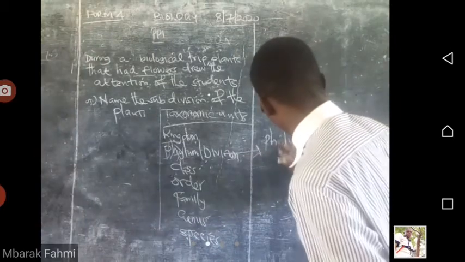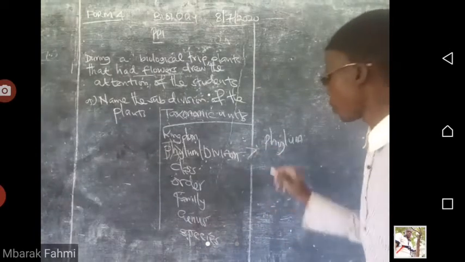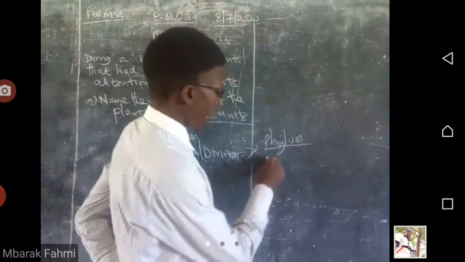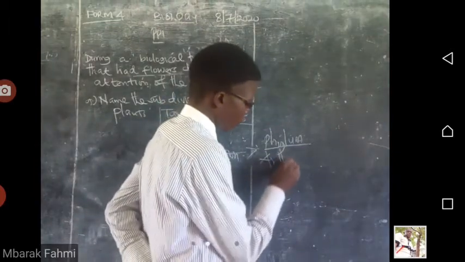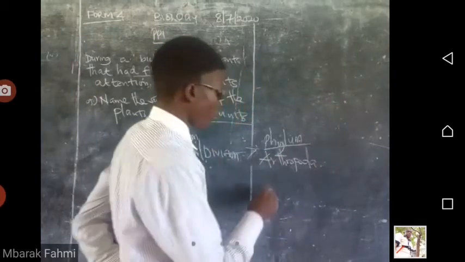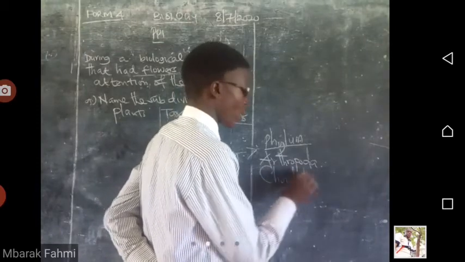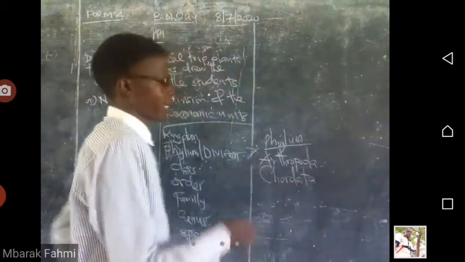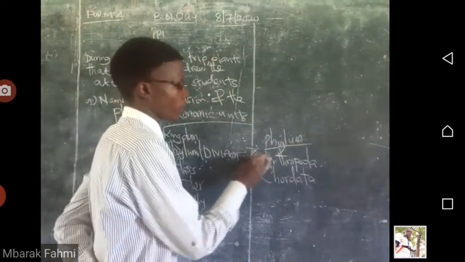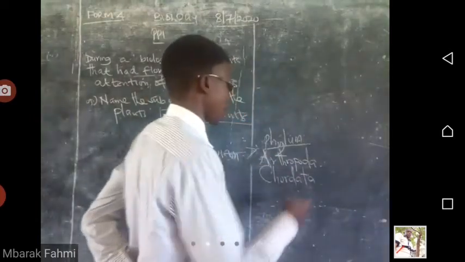Phylums, there are always two. We have two major phylums that we are learning in high school: the phylum Arthropoda and the phylum Chordata. Remember, these are Latin words and they must start with a capital letter. If you write a small a here, it is not the one we are talking about. So you say phylum Arthropoda and phylum Chordata.